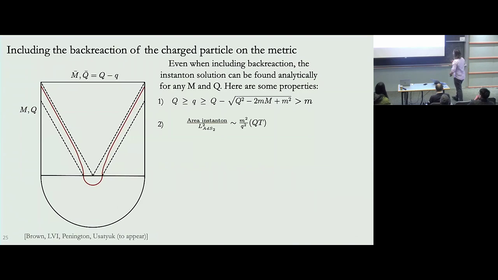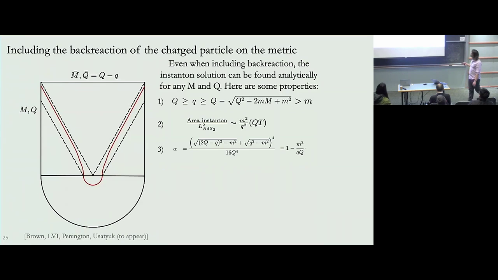The area of the instanton is incredibly small. If I take the area of the instanton and measure it in units of the AdS2 radius, it's suppressed by factors of m over q and by q times t. So when I take the black hole very close to extremality, these instantons become extremely tiny. So I can put a lot of them in the near horizon region.